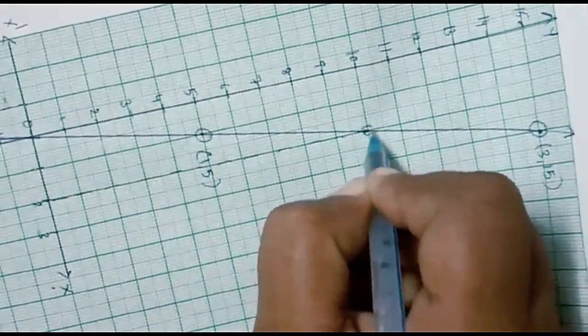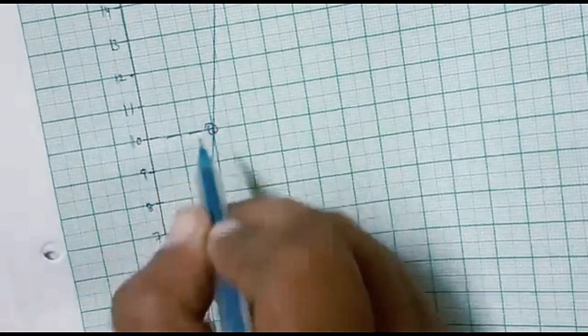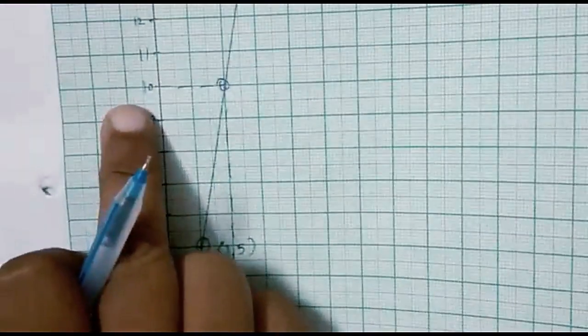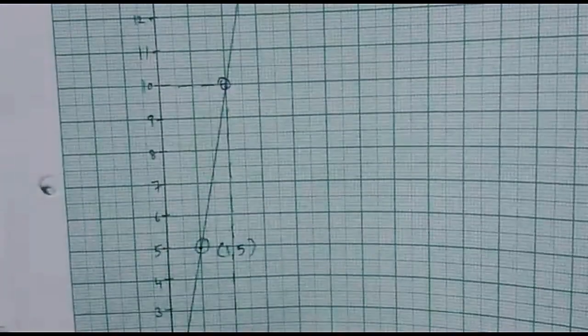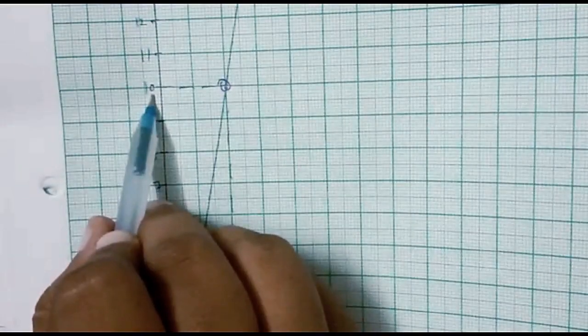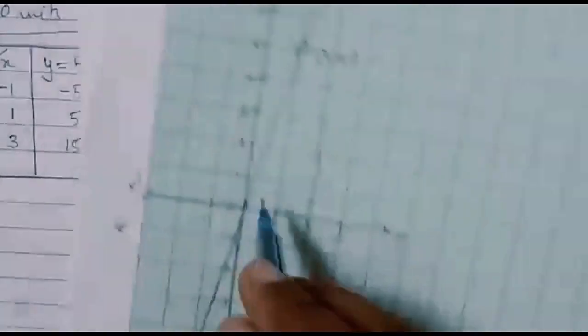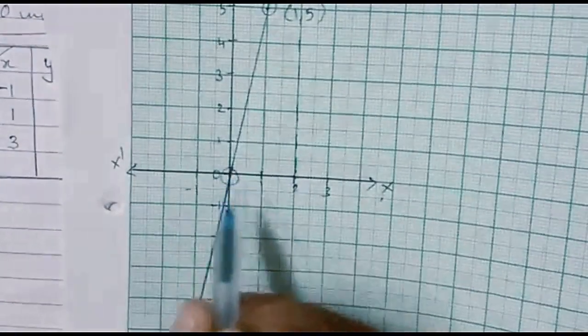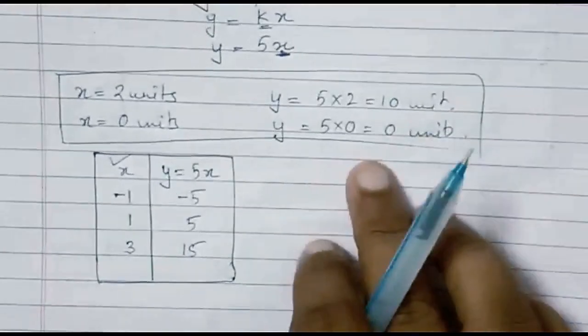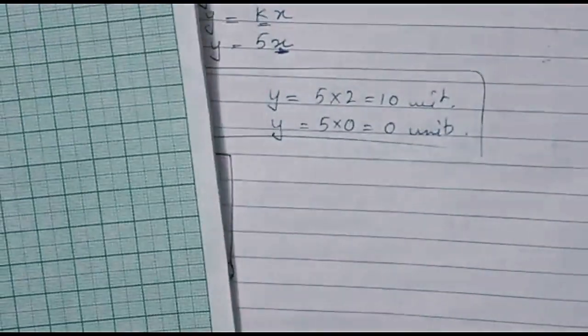So you can see this is the point. That means it is intersecting at 10, right? So we got when x is equal to 2, y is equal to 10. That means if the distance is equal to 2 units, work done will be equal to 10 units. Same way, if x is equal to 0, the work done is also 0. Same answer we had got here, right, when we were calculating in this way. Okay, so this is your final answer.